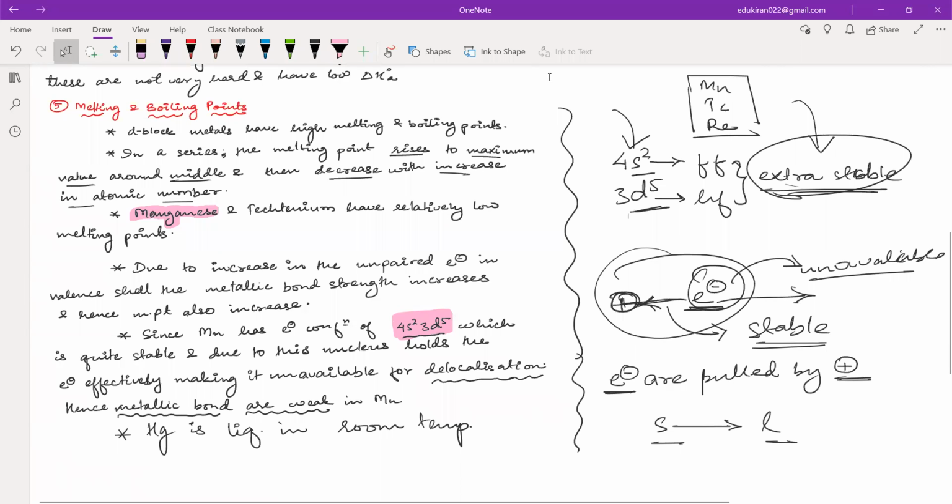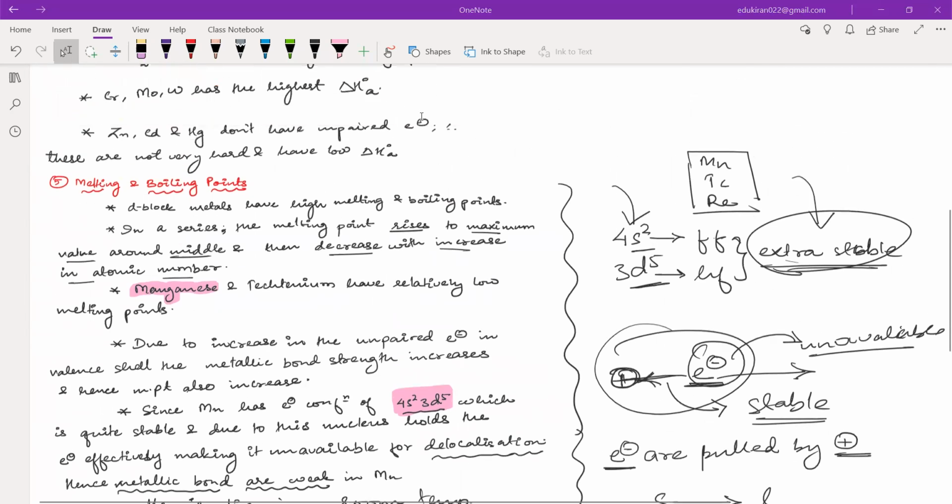Let me know if you're done. Then we will do oxidation states. So can you go to the electronic configuration?